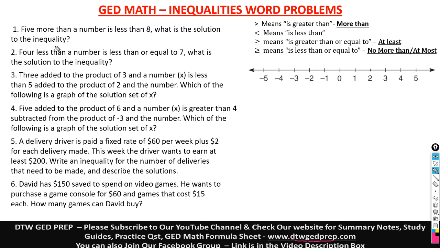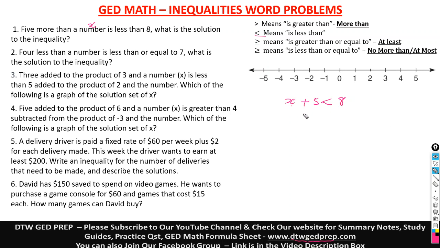Okay, so now, the first question says, 5 more than a number is less than 8. What is the solution to the inequality? 5 more than a number, let the number be x. So 5 more than it means x plus 5. That's an addition of 5. Then is less than, look at the symbol for less than, is less than 8. So this is our inequality word expression. Now we have to solve.